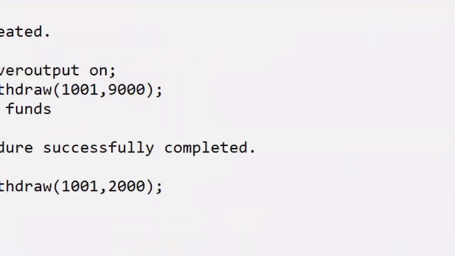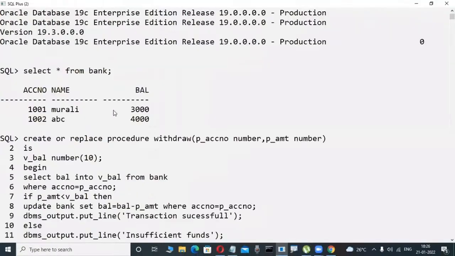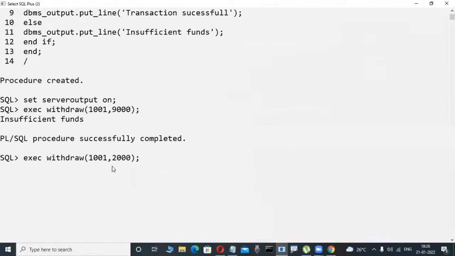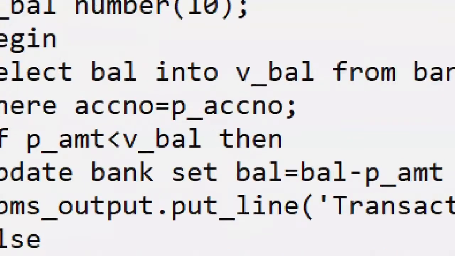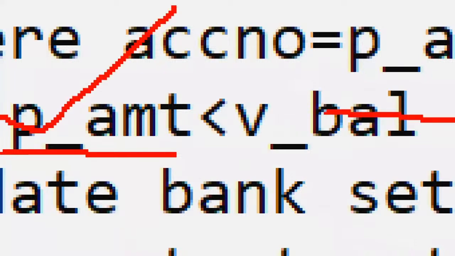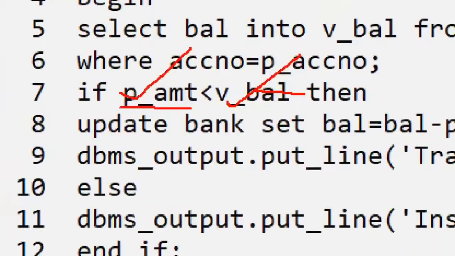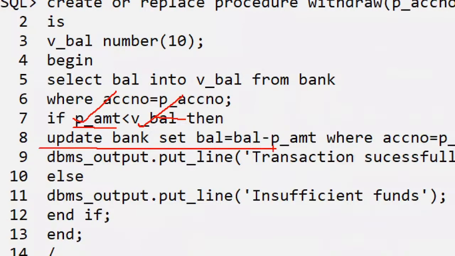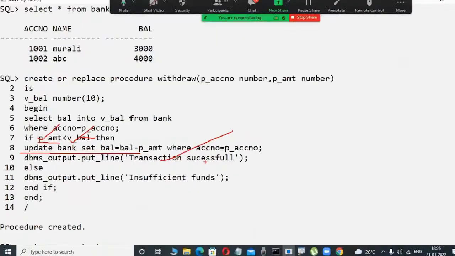Why? Because here my balance is 3,000, but I try to withdraw 2,000, which is only possible when the passed amount is less than the available balance, in this case 3,000. Here 2,000 is less than 3,000. I am updating the bank table, modifying it. Just transaction is successful. Now, is that really correct?